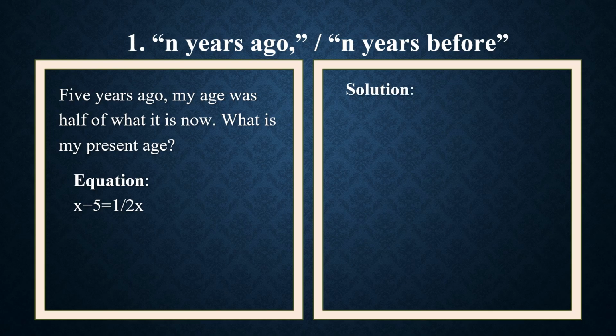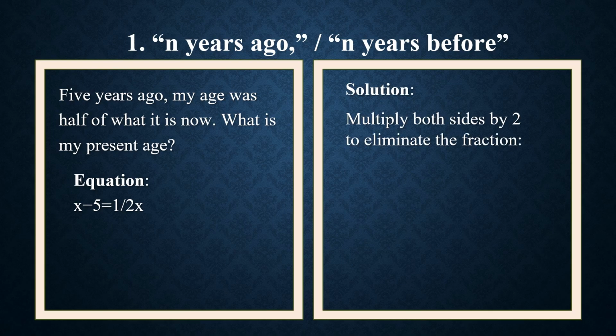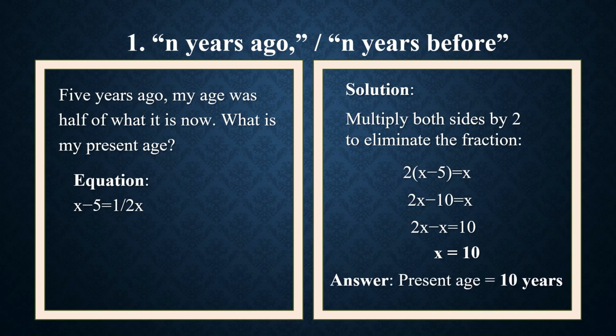The solution I am showing here, you can complete it yourself. You have to multiply both sides by 2 and then open the bracket and then use the transposition method. So for that you have to take x from the right hand side to the left hand side and minus 10 from left hand side to the right hand side, and you will get x equal to 10. The answer is 10 years.